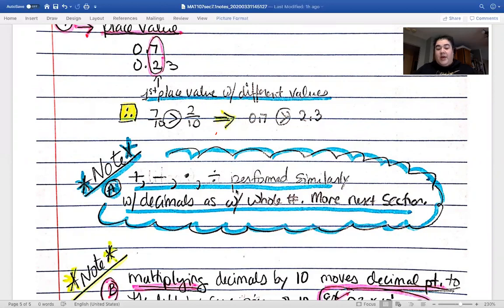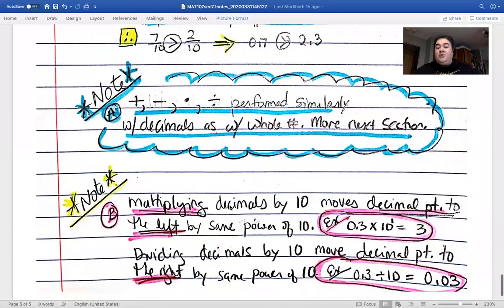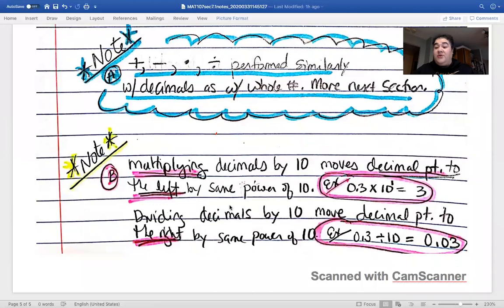Okay, and the next note, and this is just because it's a good thing to note for you, particularly when you're teaching mental math, which, as you will note, for those of you that have been doing observations in the classroom already, is an important part of the mathematics that we teach here in New York State. And it is important to note that when you are multiplying decimals by 10, you're always moving the decimal point to the left by the same power of 10.